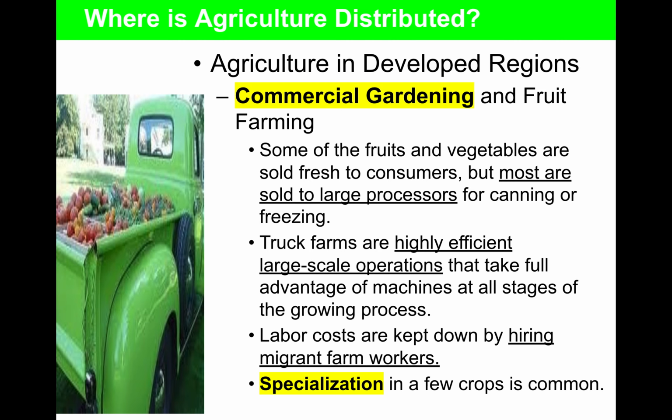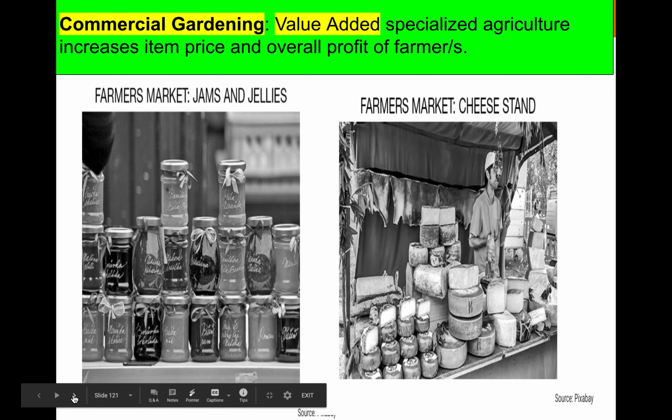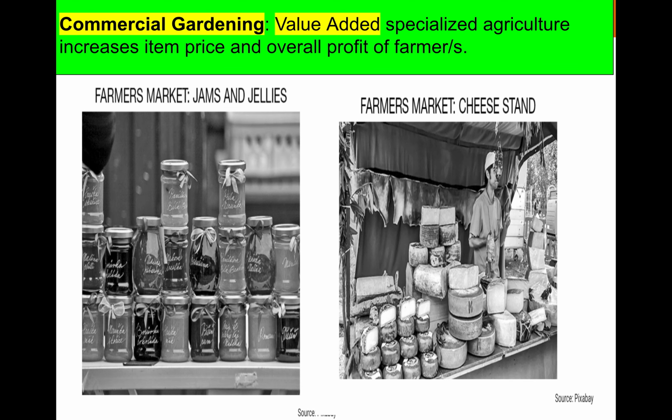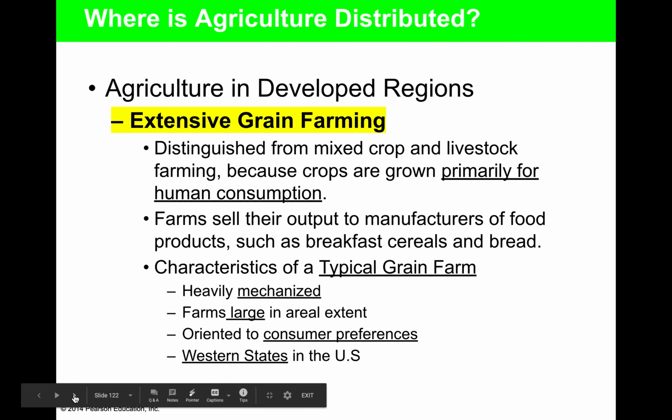As I mentioned, they become more specialized. They often bring in migrant farm workers for labor and hard-working ethic. And the specialization has increased the profitability of commercial farming. And here's an example of specialization we see in commercial farming with value added. You see the specialization of jellies and cheeses, which again has increased overall profit of truck farming or commercial farming.